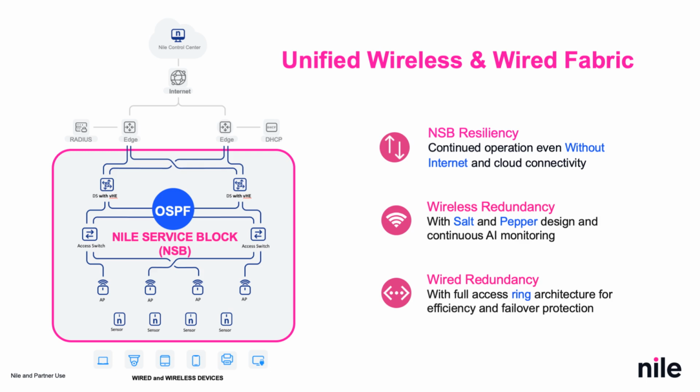Wireless redundancy is another key feature. Nile uses AI automation to translate the Ekahau file into a highly resilient salt and pepper network design, ensuring neighboring APs connect to separate switches. For example, in a deployment with 20 APs, 10 would connect to switch 1 and 10 to switch 2. If one switch fails, the APs connected to the other switch will continue to provide coverage, ensuring uninterrupted wireless service.